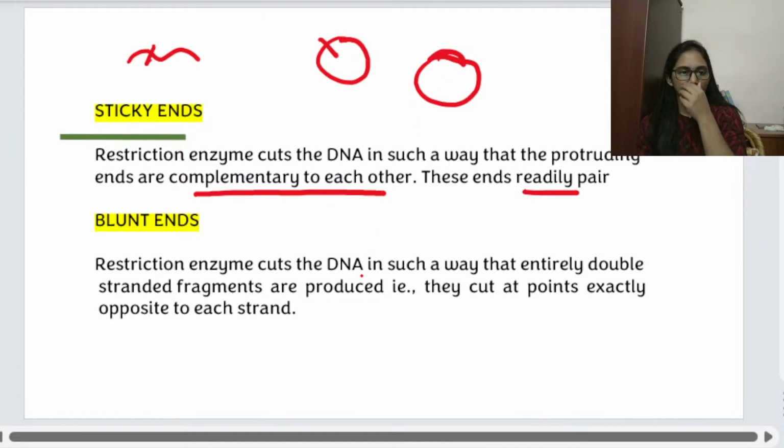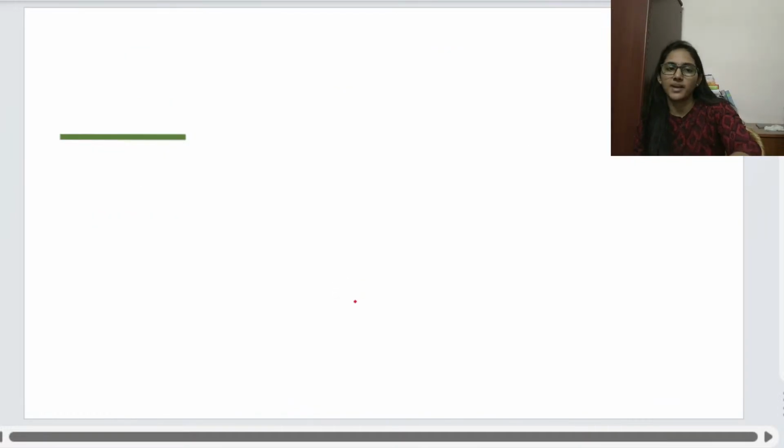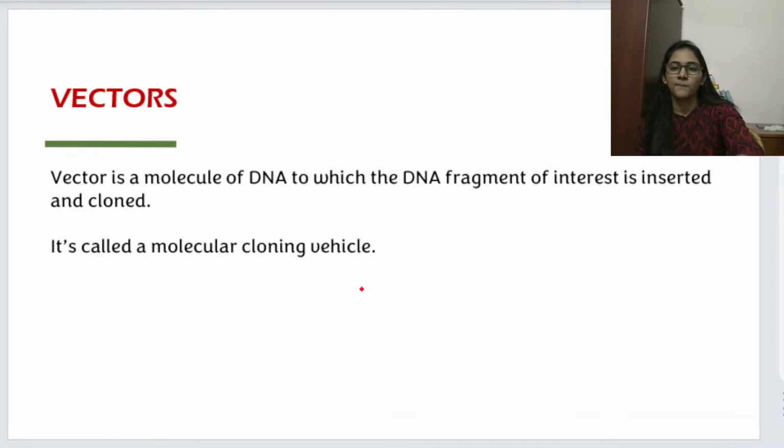So blunt ends are nothing but they cut the sequences in a straight way. Thereby it produces blunt ends, right? So this is about your restriction endonuclease. The second tool that you want is vectors. So what is the second tool that you need?